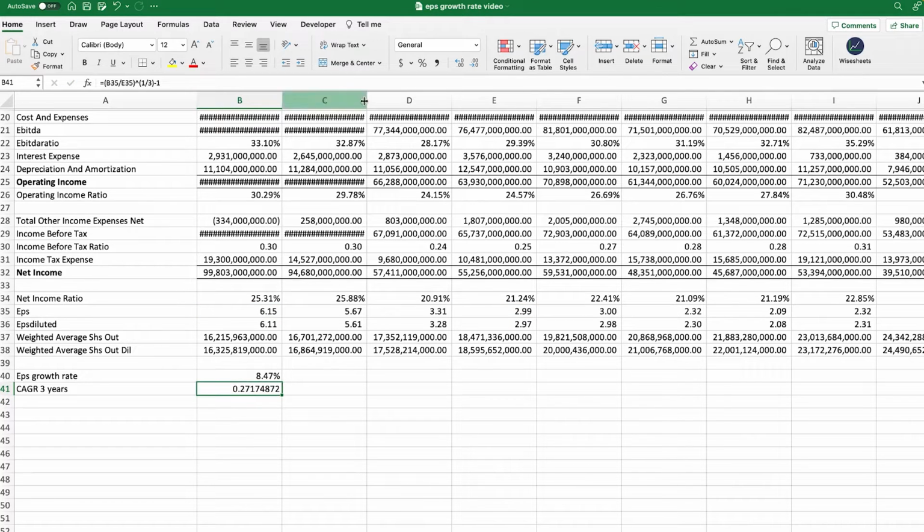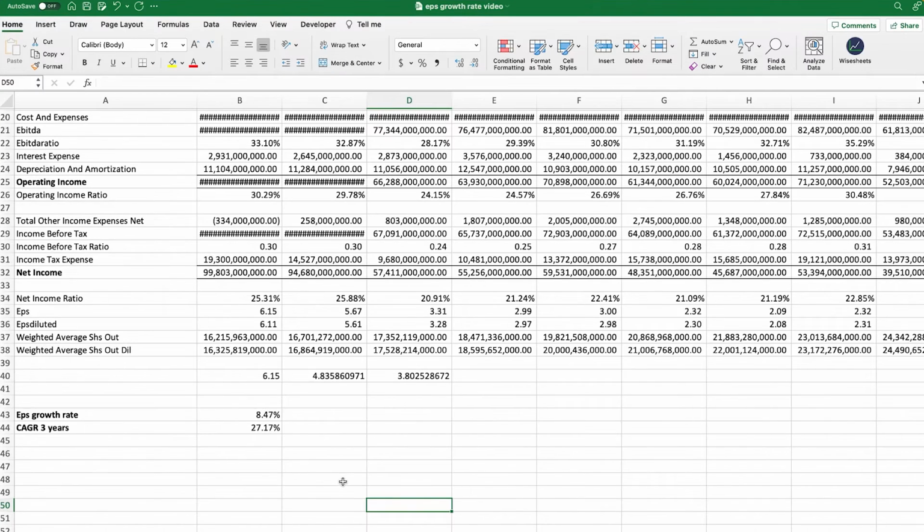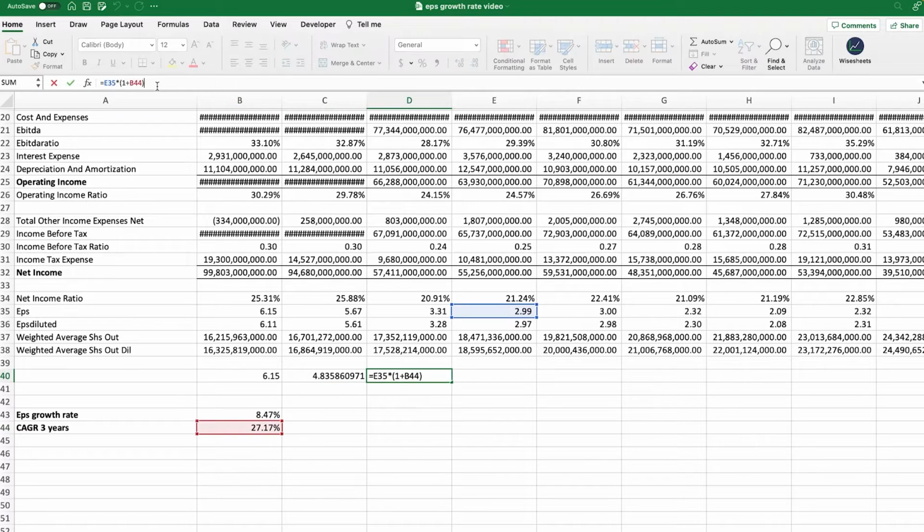And this tells us the CAGR, the compounded annual growth rate of the EPS over the past 3 years. Now, in simple terms, what the CAGR tells you is that if we were to take this starting value and then multiply it by this consistent rate over these different years, so in this case, you can see the formula. You would take this value times 1 plus the actual growth rate. This gives us this value.